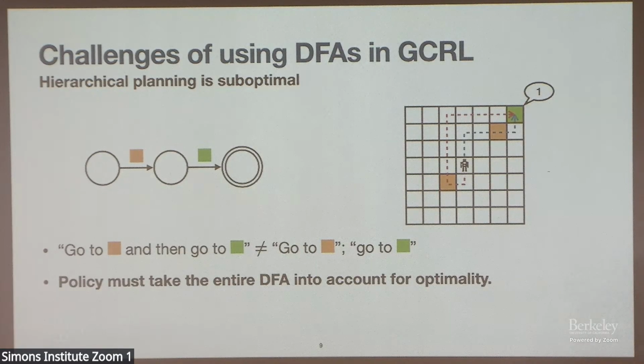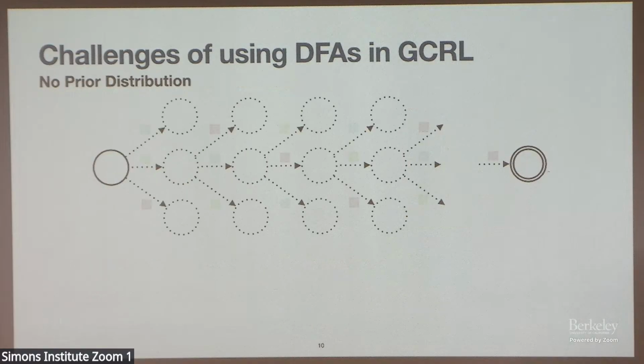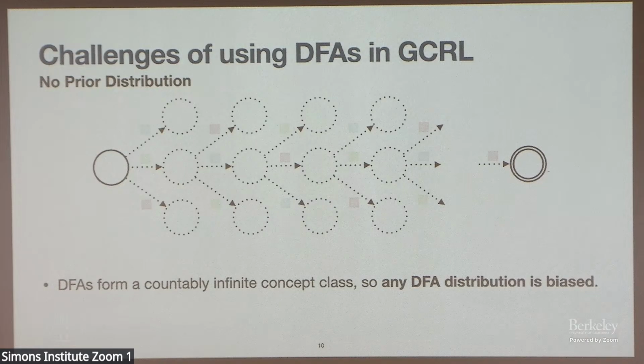So the policy must take the entire DFA into account. Somehow it needs to know the entire DFA. But then what is the prior distribution of DFAs to train on? Well, that's another challenge. It turns out DFAs form a countably infinite concept class. So any distribution you define is necessarily biased. So then we'll think about how we can achieve generalization here. What is the kind of bias that could help us?